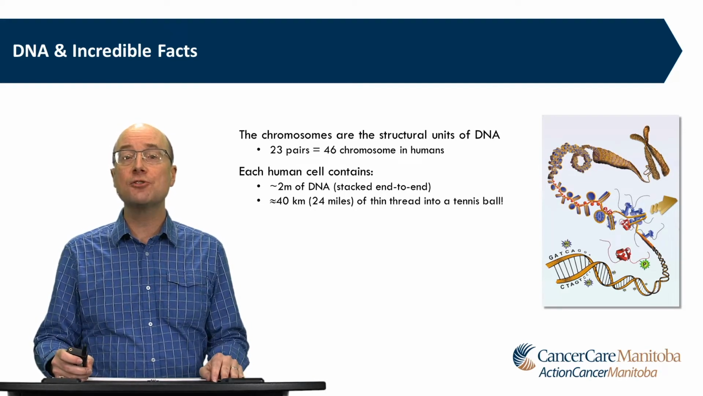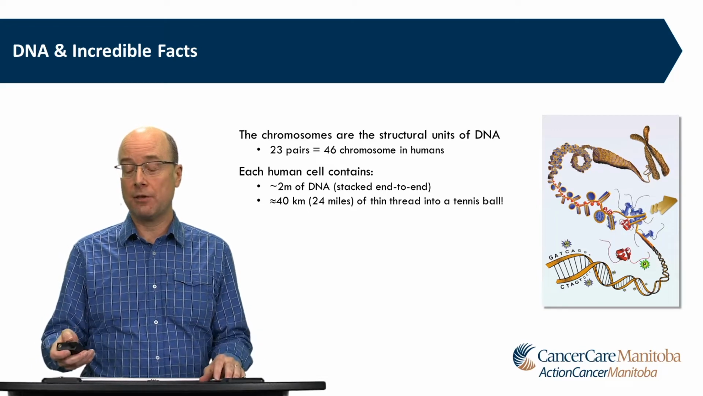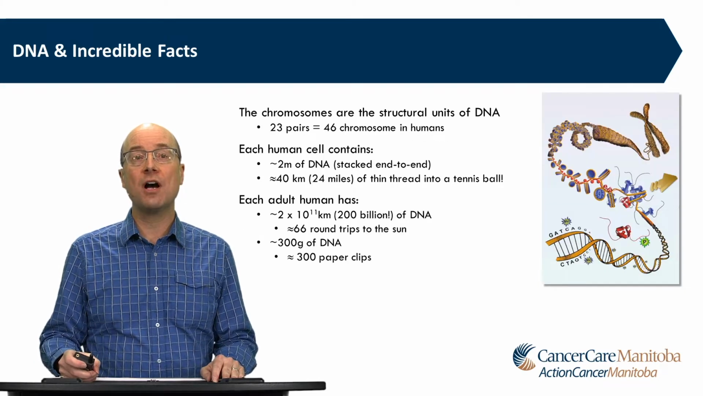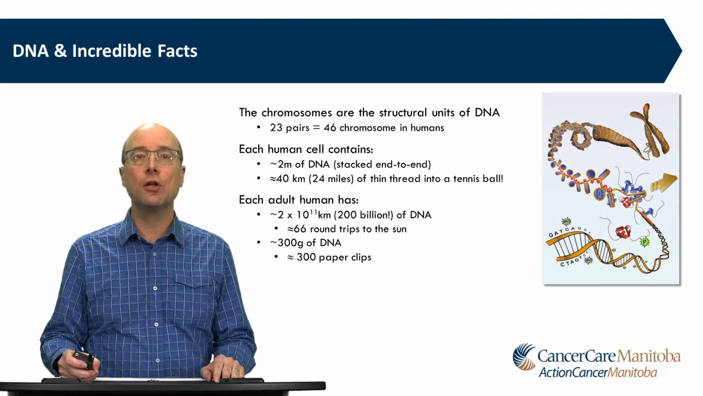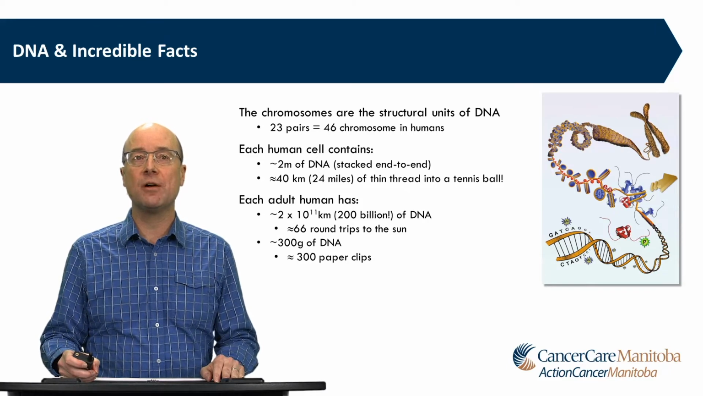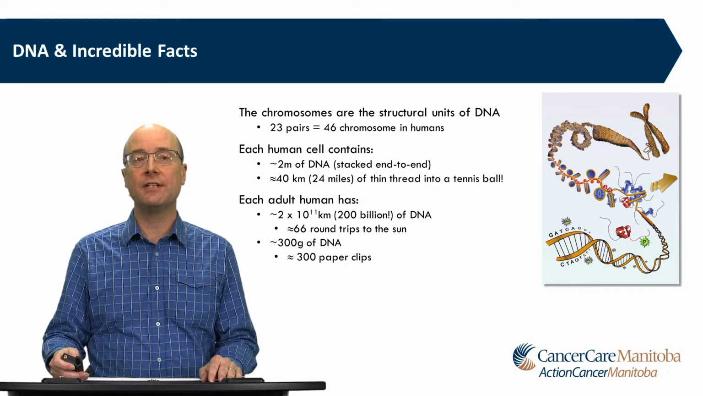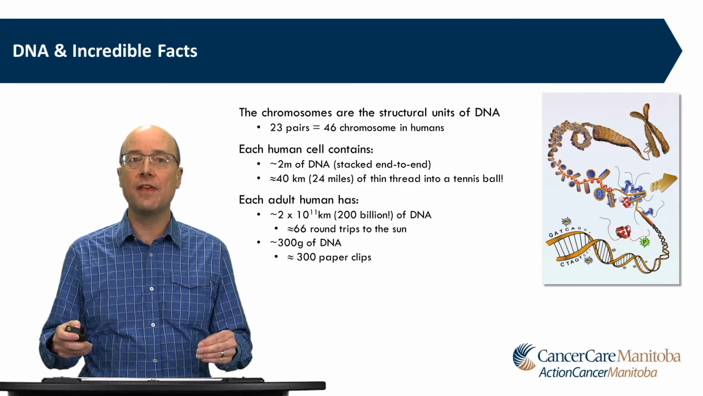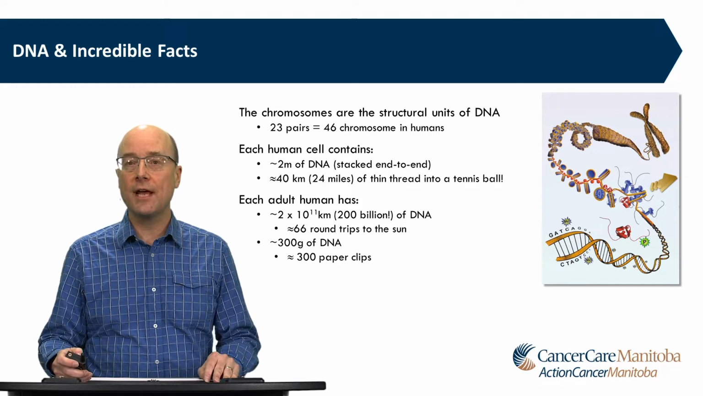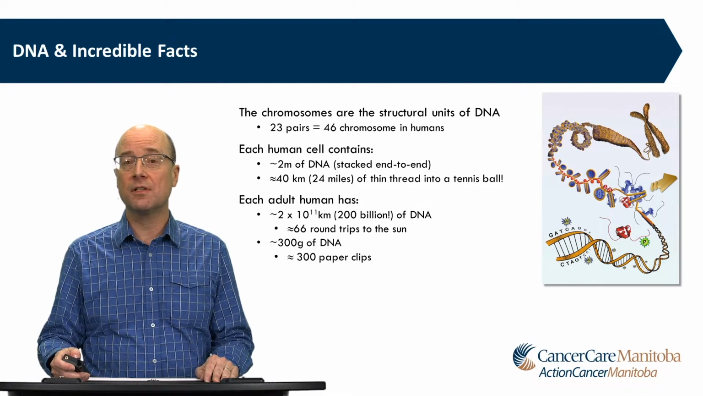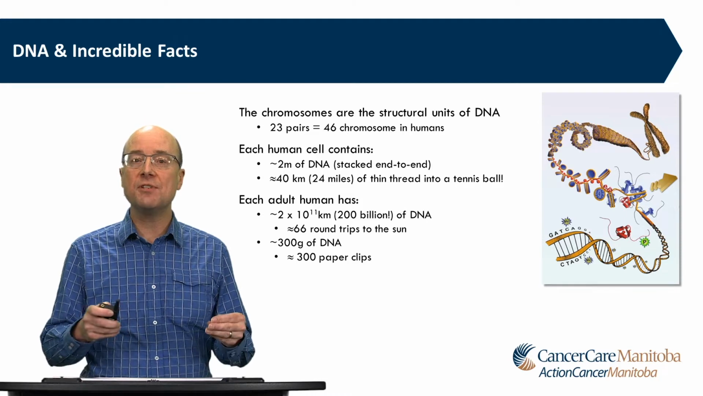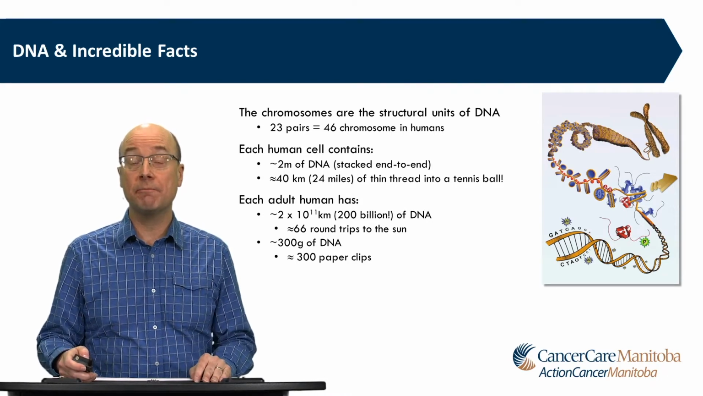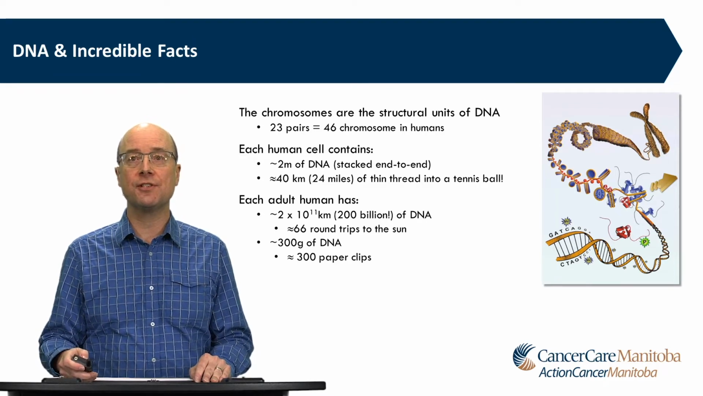But not only is it pushed into that nucleus, but rather it has to be organized in a manner that allows certain genes to be accessed and expressed and other ones not expressed. So each human has approximately 2 times 10 to the 11th kilometers or 200 billion kilometers of DNA. That's roughly the equivalent of 66 round trips to the sun and back. Now, this is an extraordinarily thin thread, and the weight of which is only 300 grams, or roughly 300 paper clips. So it's not difficult to envision how defects in the genome or this DNA blueprint can really adversely impact cell biology and contribute to cancer development.